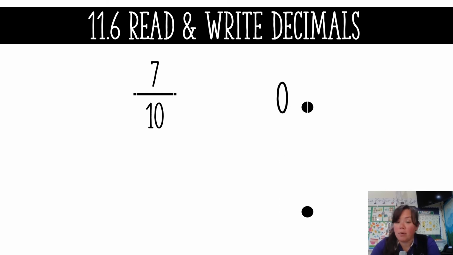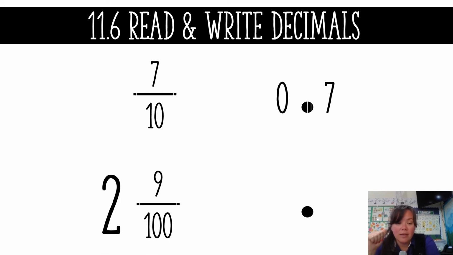0, we have no wholes, and 7 would go in the tenths place. So 7 tenths looks like 0.7. Let's do another. 2 and 9 hundredths. So now this time we do have a whole, 2. And 9 hundredths. Excuse me, I said tenths before. So since it's in the hundredths place, we've got that 0 that we need again to put there. So 2.09 is the same as 2 and 9/100.